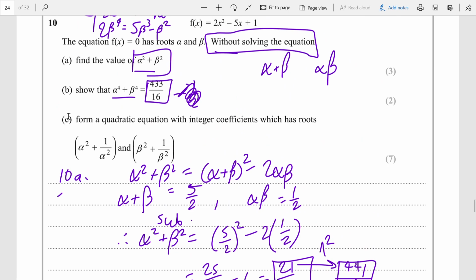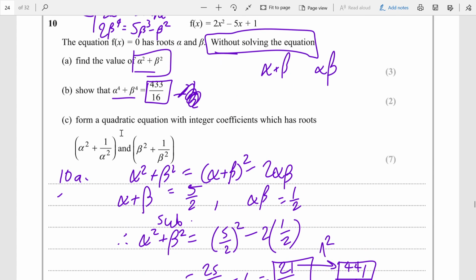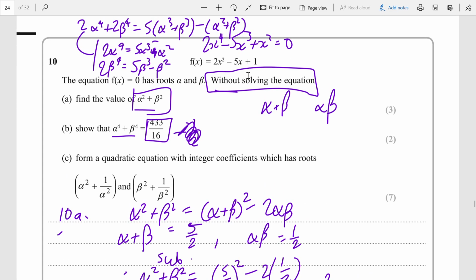Alright, so part C. Form a quadratic equation with integer coefficients which has roots alpha squared plus 1 over alpha squared and beta squared plus 1 over beta squared. The thing is, this qualifier, without solving the equation, basically means we have to do every part without solving the equation. So even part C, constructing a new equation, we have to do it without solving the equation.